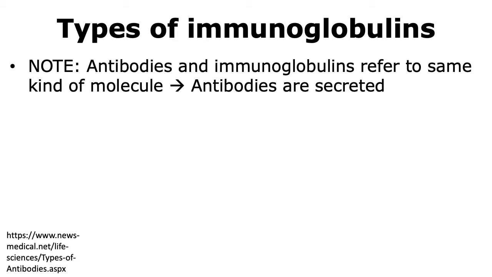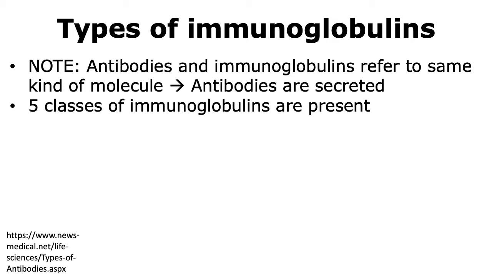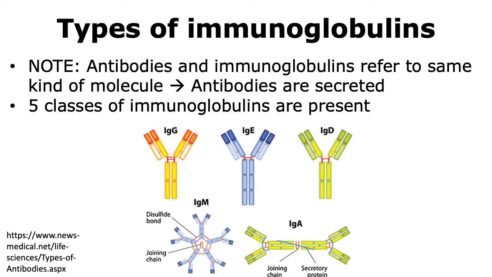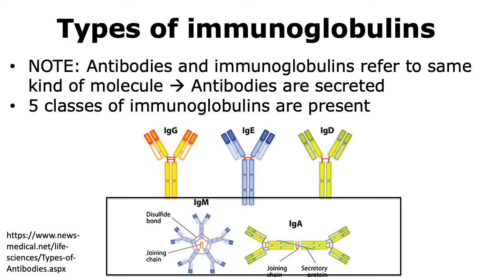Let us first focus on the B cell receptor or the immunoglobulins. Now do remember that antibodies and immunoglobulins often refer to the same kind of molecule. There are 5 classes of immunoglobulins that our bodies make, and they're all listed in this picture below. So we have the IgG, IgE, IgD, and the Ig in this case stands for immunoglobulin. We also have multimeric immunoglobulins like IgM and IgA.